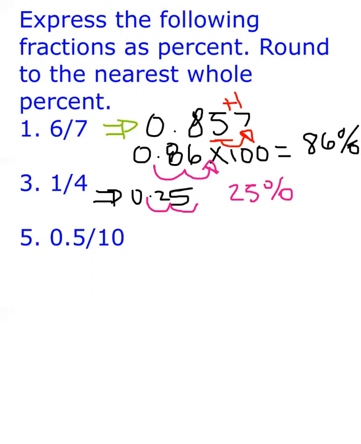Okay, moving on to the next one. So if I plug 0.5 divided by 100, I get 0.05. Again, if I want to convert to percent, I just multiply by 100, or I can move my decimal 2 spaces to the right, which would give me 5%.